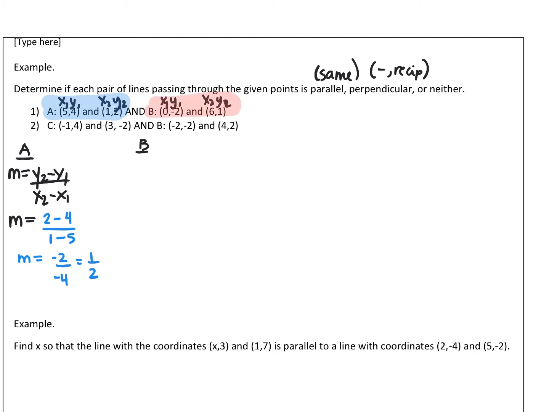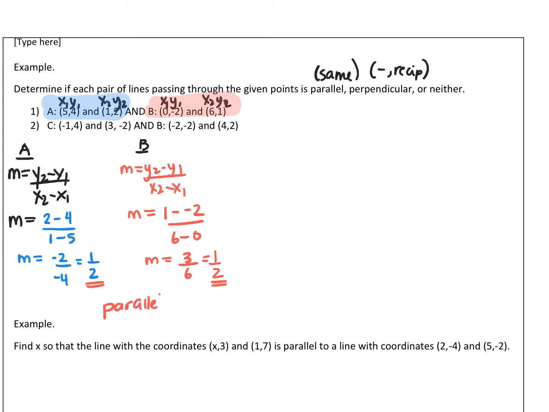Okay, so my slope formula is y2 minus y1. I'm a creature of habit. I write my formula out every single time. It's just the way my brain works. y2 is 1 take away -2 over 6 take away 0. So 1 plus 2 is 3 over 6, which is 1/2. So because these slopes are the same, these are parallel lines.